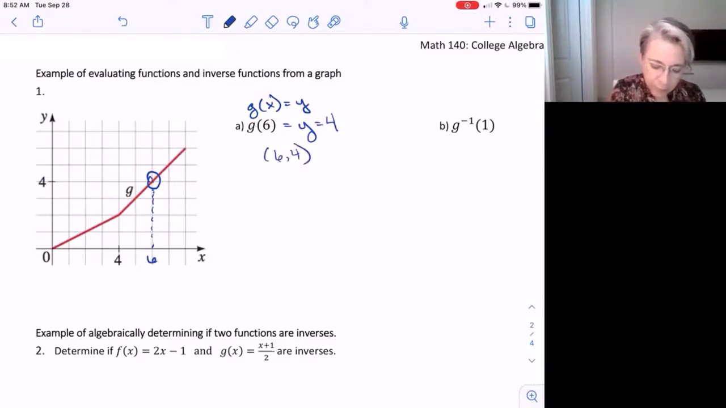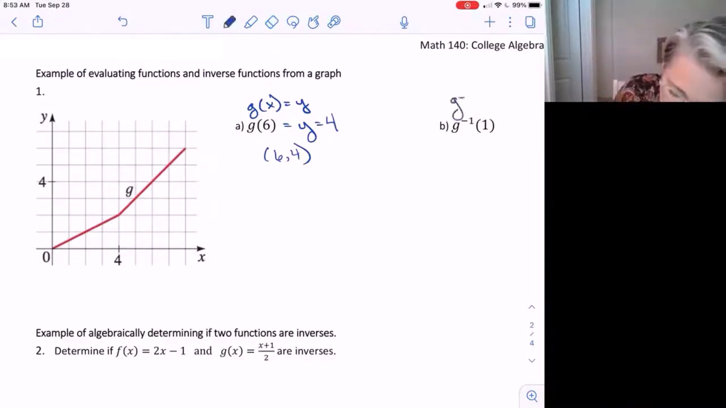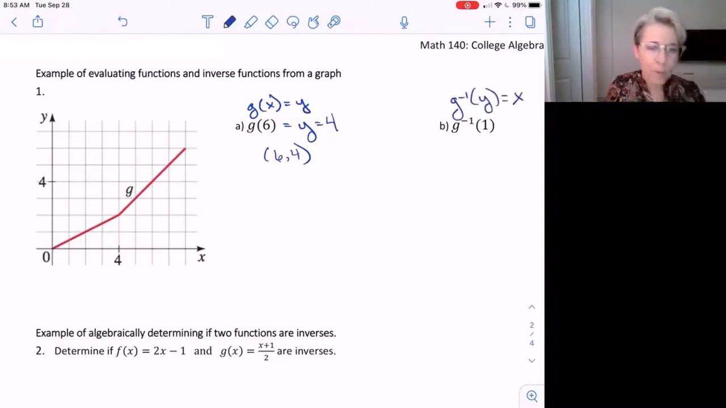Now, if we're looking at part B, B is asking about the inverse function. Well, the inverse function isn't graphed, but remember the inverse function goes backwards. So this is like saying g inverse of y equals x. Remember how I said if one has the point (a, b), the other one has the point (b, a)? So we'll read it backwards.